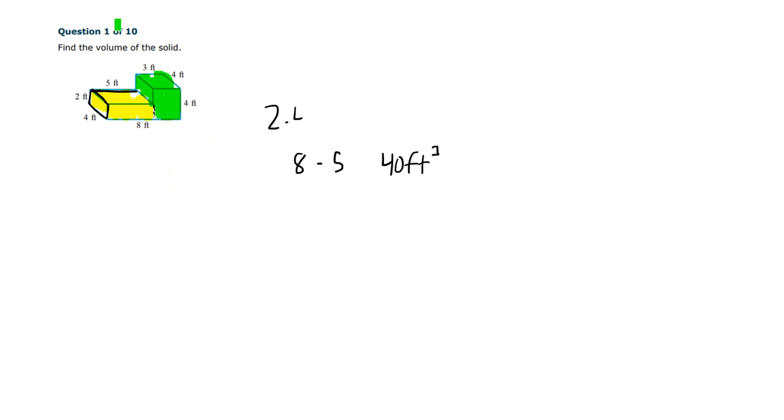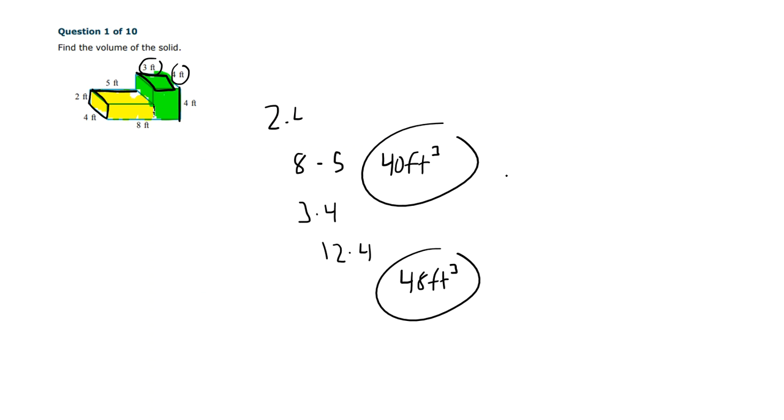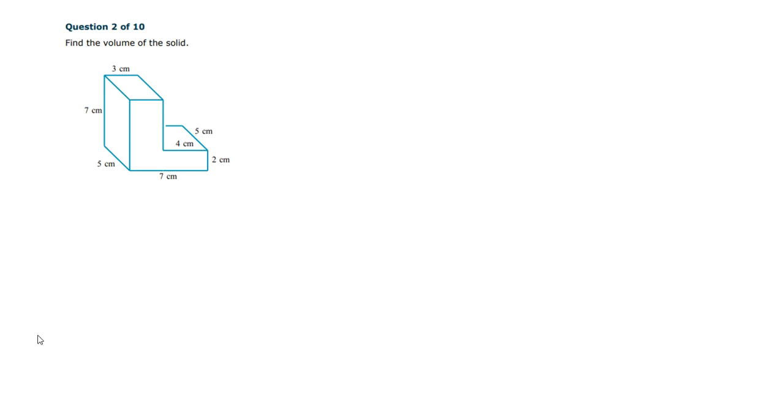of the green one. Okay, so to find the volume of the green one, we have a rectangle here, and it's 3 by 4, and then the length that it was extended is 4. So if we do 3 times 4, that's 12, and then 12 times 4 is 48 feet cubed. So now we just have to add 40 feet cubed with 48 feet cubed, and that gives us 88 feet cubed. That's the volume of the solid. Okay, let's go ahead and look at another one here. We want to find the volume of this solid.